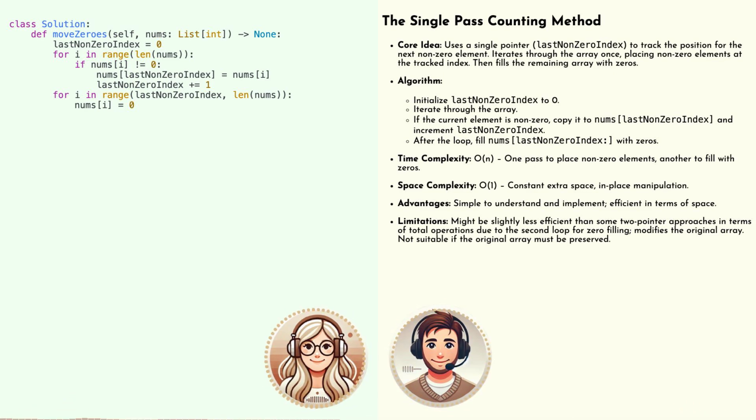Exactly. So it's a two-step process. Place the non-zero numbers, then fill in the rest with zeros. And we've done it all in one pass through the array.